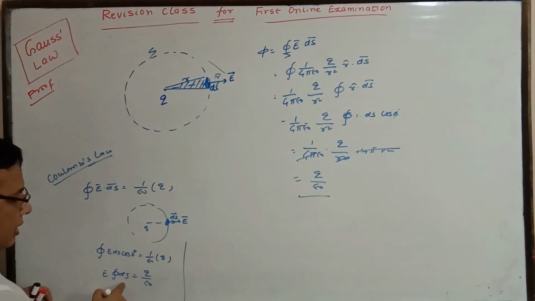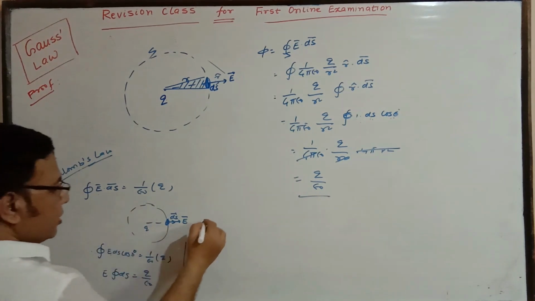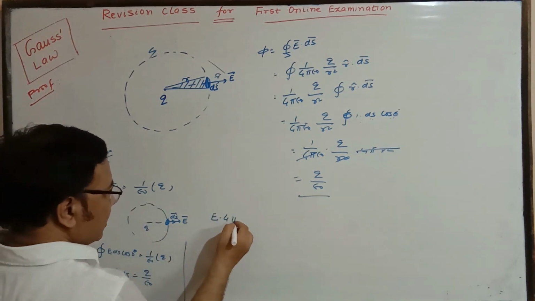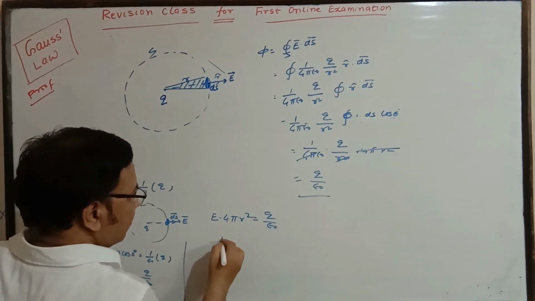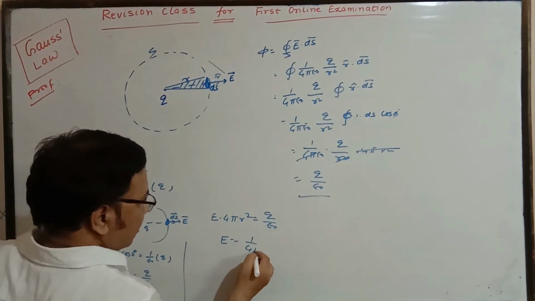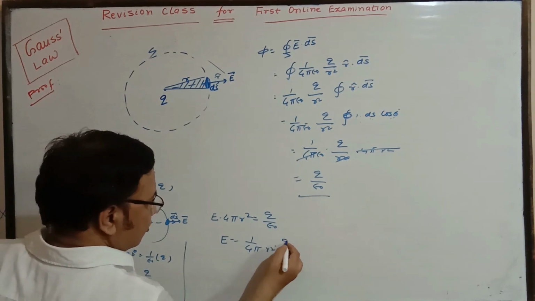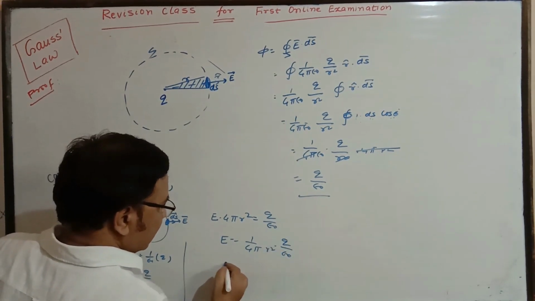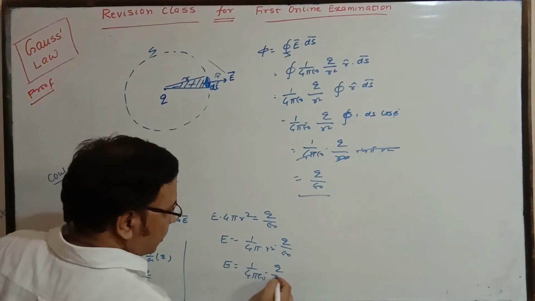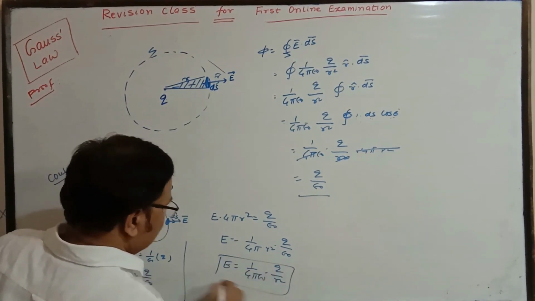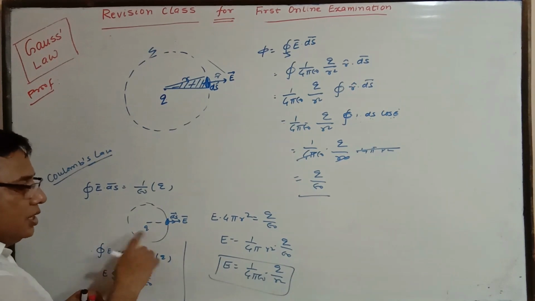From here, integral dS is 4 pi r squared. So E into 4 pi r squared is equal to q by epsilon naught. And from here, E is equal to 1 by 4 pi r squared into q by epsilon naught. So the electric field at that point is 1 by 4 pi epsilon naught q by r squared. Now we have determined the electric field at this point due to this charge.